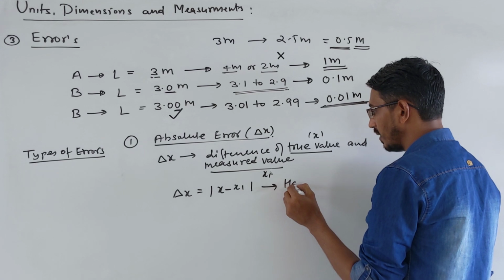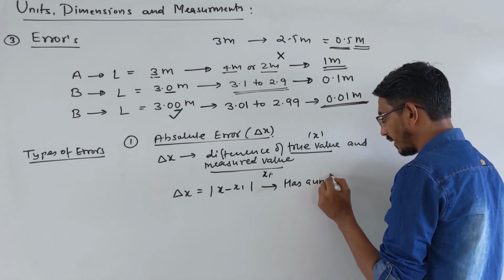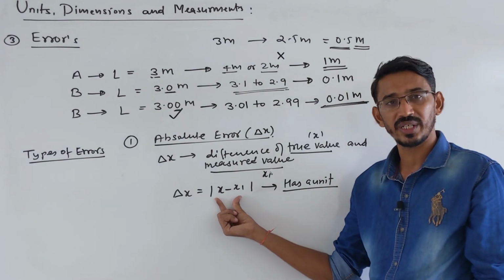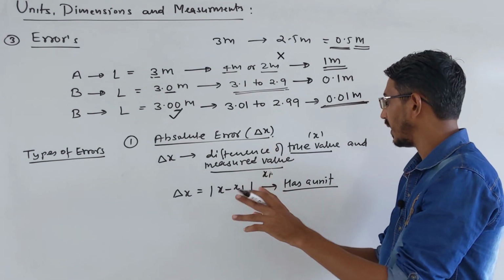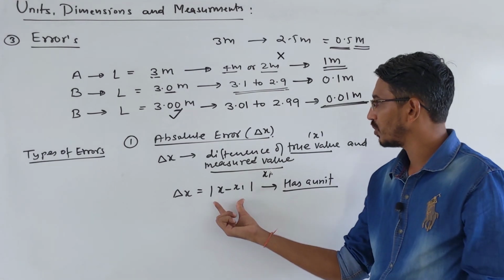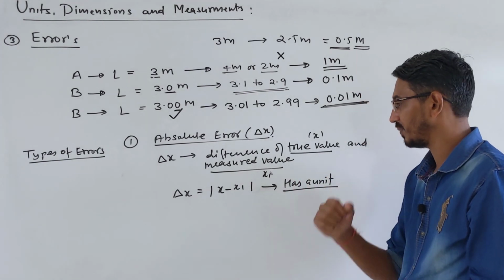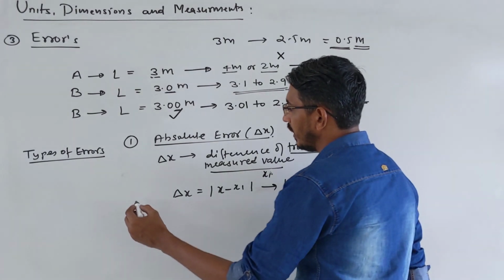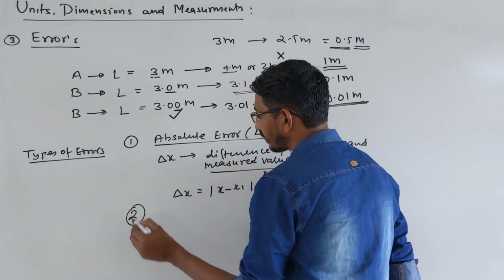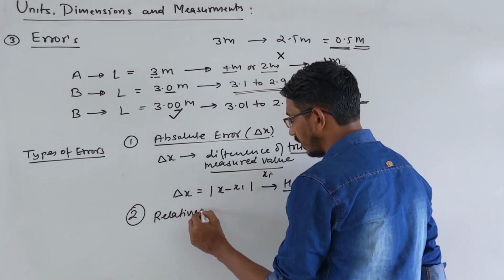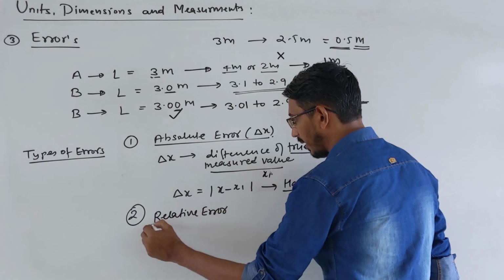This thing has a unit. Correct? Yes. And what is that unit? Whatever things you are talking about, that same unit will come. You are taking the difference of 2 lengths, the answer comes in length. You are taking the difference of 2 masses, the answer comes in terms of mass, right? Yes. It has a unit. Very important. Okay. Then what is the second type of error? This is called relative error. Relative error. And how do we represent it?